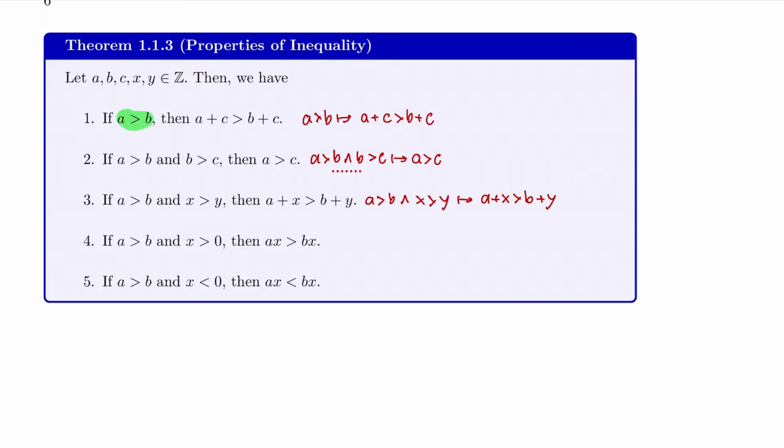And the fourth one: if a is greater than b and x is greater than 0, and you multiply both sides of this inequality by a positive number, we're going to have ax greater than bx. If a is greater than b and x is less than 0, and you multiply both sides by a negative number, the direction of the inequality will be opposite. You multiply by the negative number. Okay, so let's prove the first one.